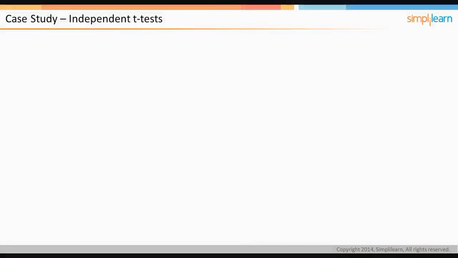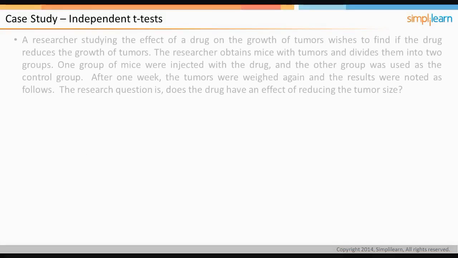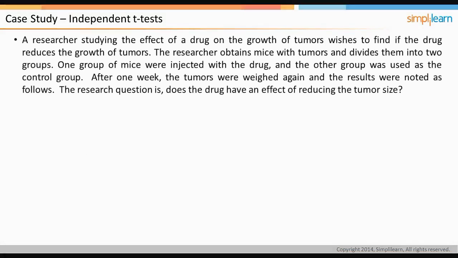Let's look at an experiment to understand the use of t-tests. A researcher studying the effect of a drug on the growth of tumors wishes to find if the drug reduces the growth of tumors. The researcher obtains mice with tumors and divides them into two groups.